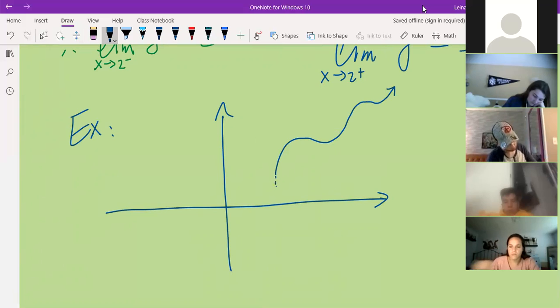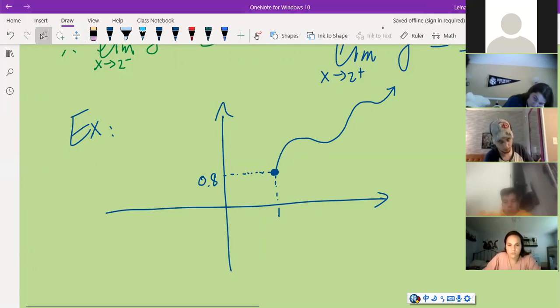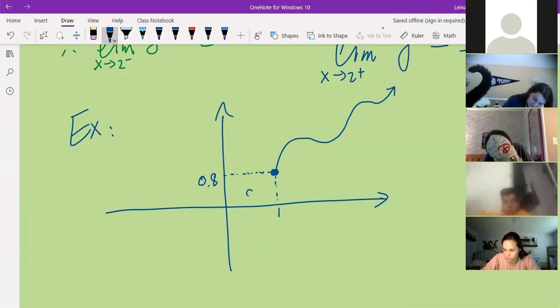It starts at 1. Here's 1. Here is, that looks like 0.8-ish. This is an open dot. Okay. And then I'm going to have a second part. The second part goes like this. It has an open hole at 0.5, 0.4.